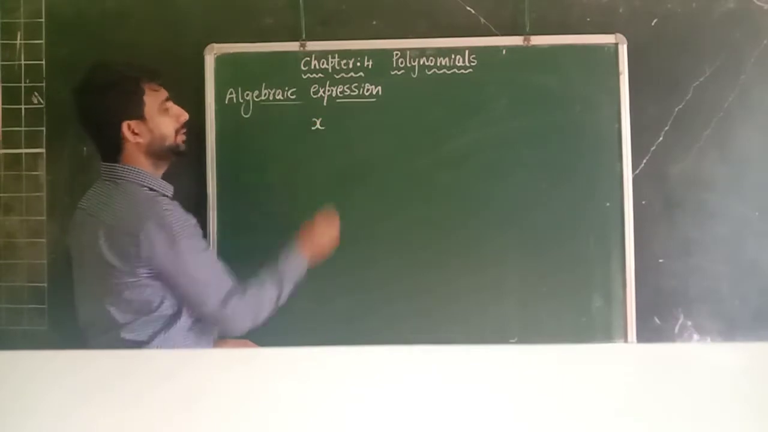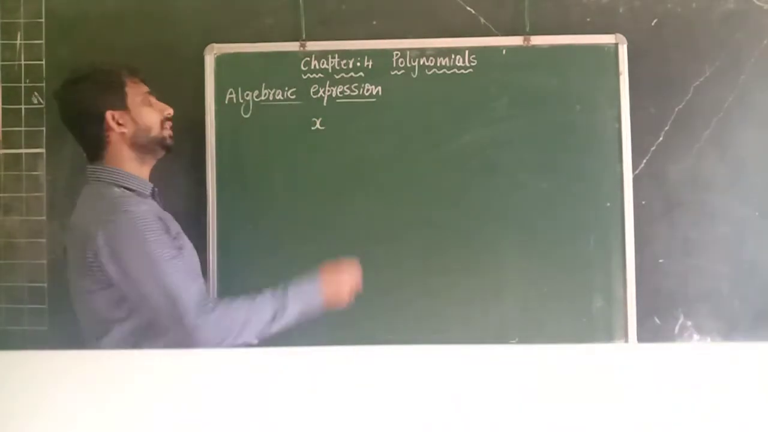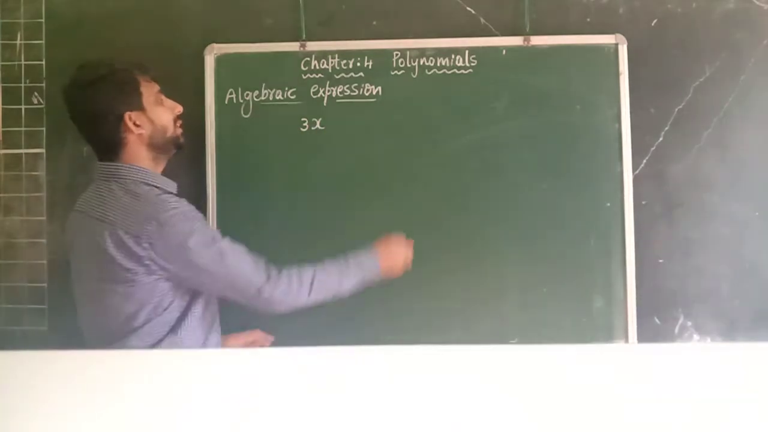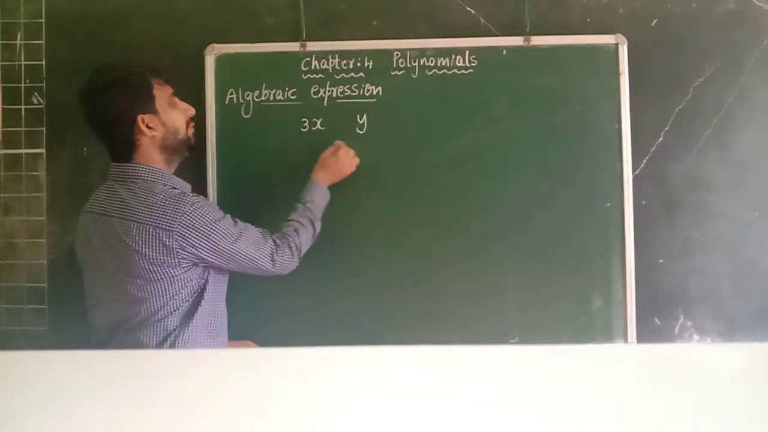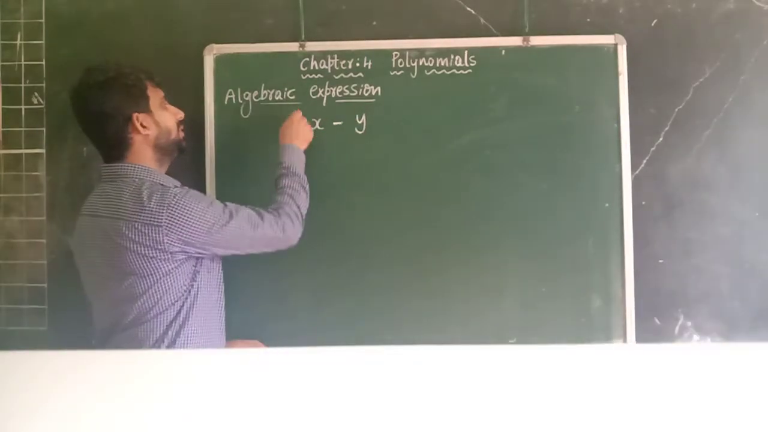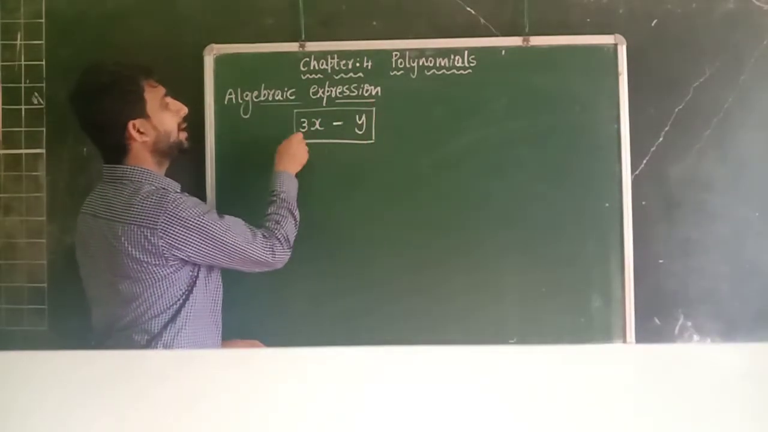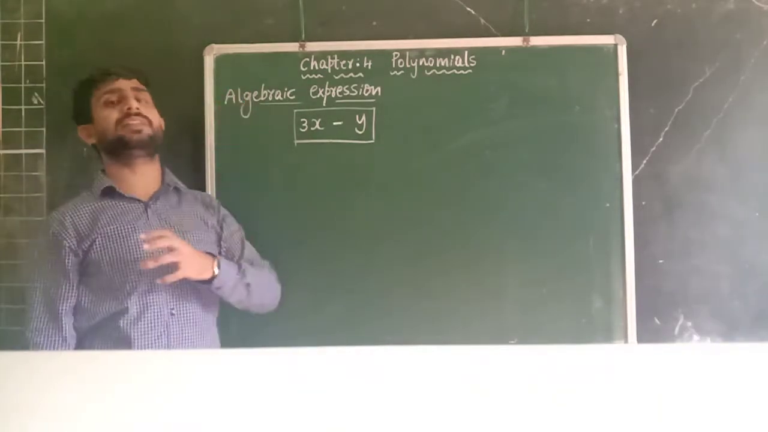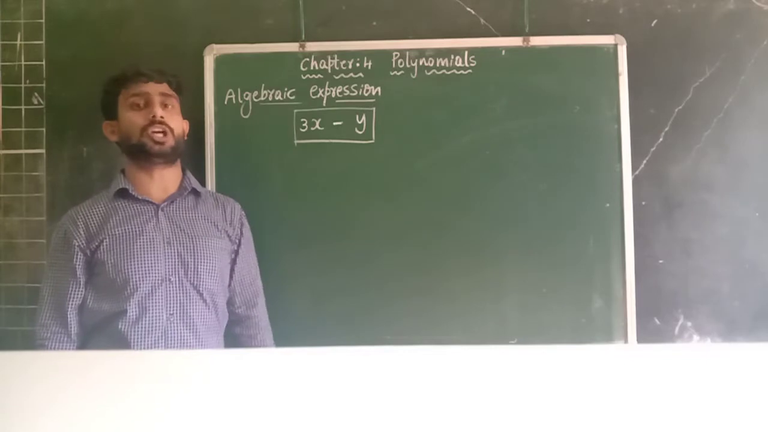x is a variable. Along with it, I'll write a constant: 3x. Now, I'll write one more variable. If I connect it by minus, that is an algebraic operation. Now, the result is an algebraic expression. Having understood algebraic expression, you should know about a polynomial.